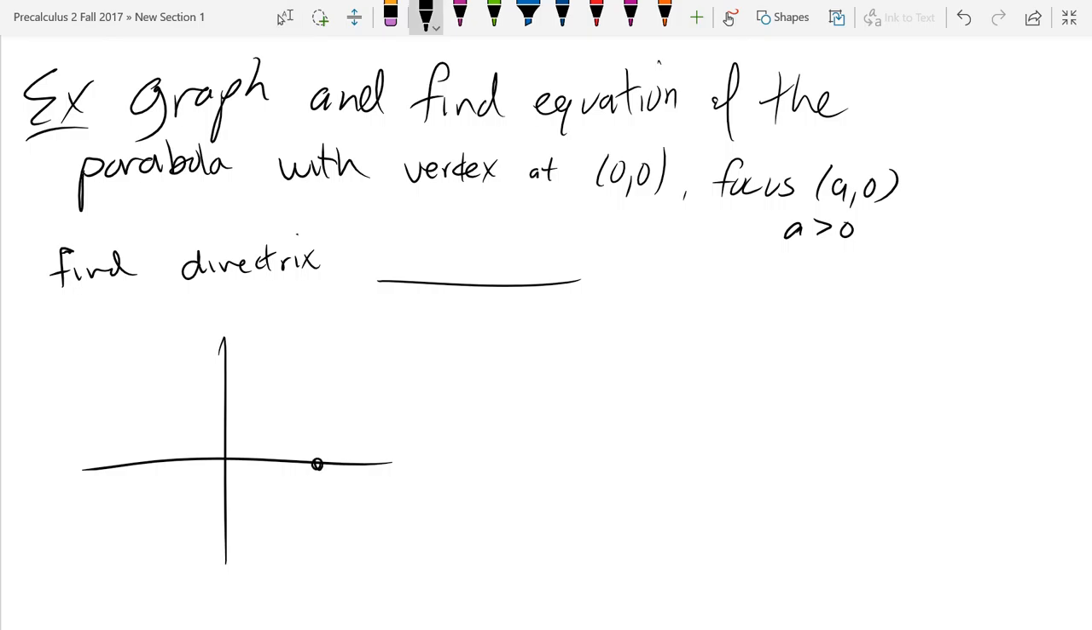I don't know exactly where A is. It's positive. So this will be the point A, 0. It'll be some amount to the right. Whatever you draw as A will be OK. So that's the vertex. No, that's the focus. So the vertex is at 0, 0.